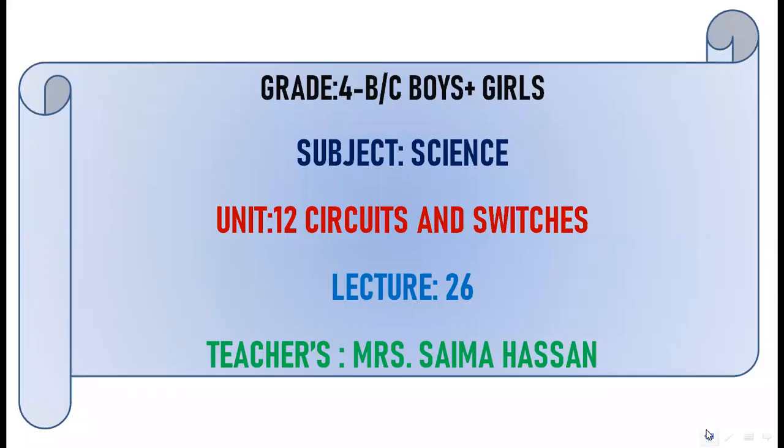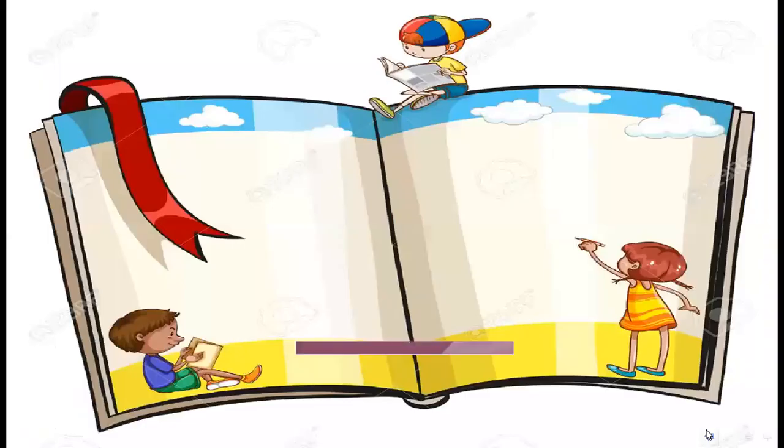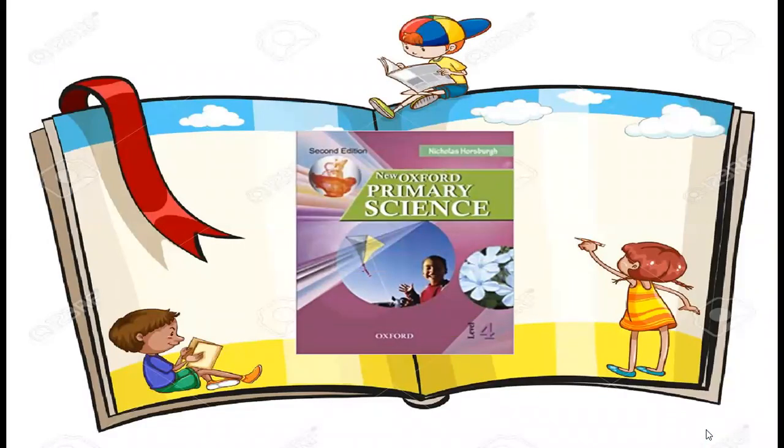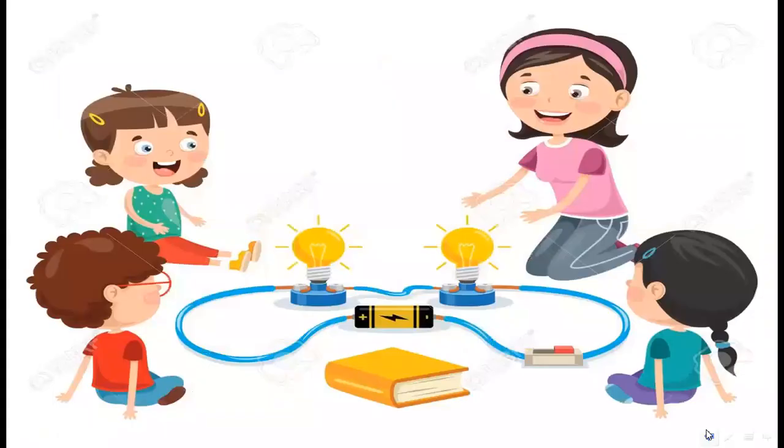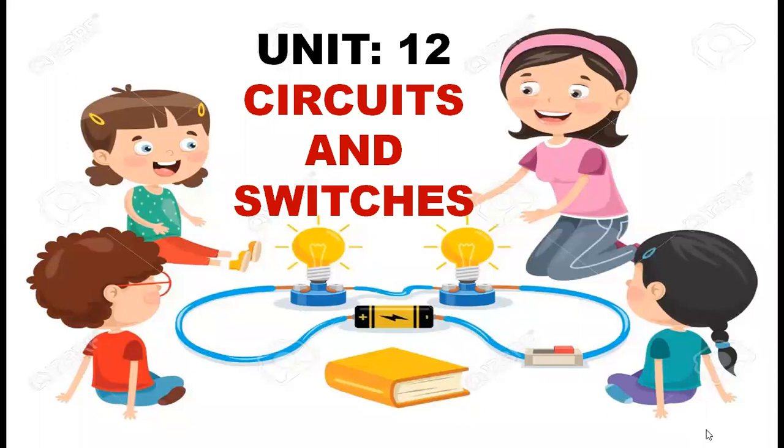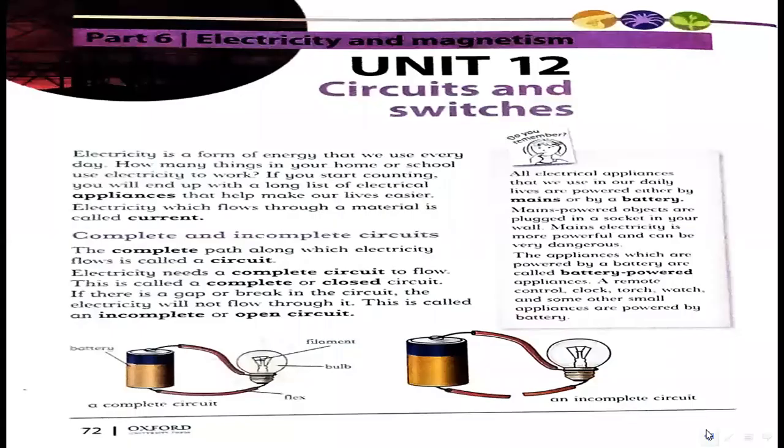Dear students, today we are going to start the last unit of this term, unit number 12, circuits and switches. So you all open your books and come on page number 72. On page 72, we have unit number 12, circuits and switches. First of all, we are going to read this page.